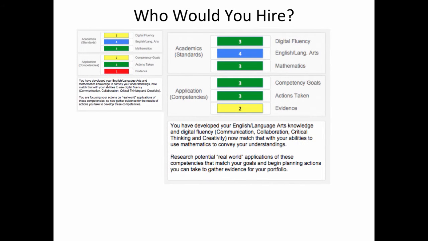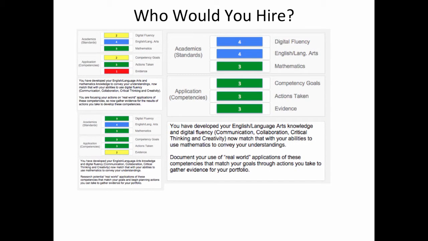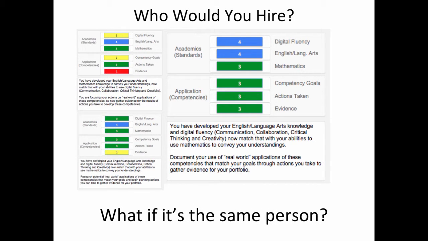Let's contrast that with the second example. In this example, we can see more highly developed digital fluency, the other academics are the same, and a greater sense of the competency goals, and actually a beginning of awareness of how to get that evidence. So let's take that and contrast it with this situation, where somebody has highly advanced digital fluency and has matched that highly advanced English language arts with that, and has taken the steps and created the examples for their competency, actions, and evidence. Who would you hire? But what if it's the same person?